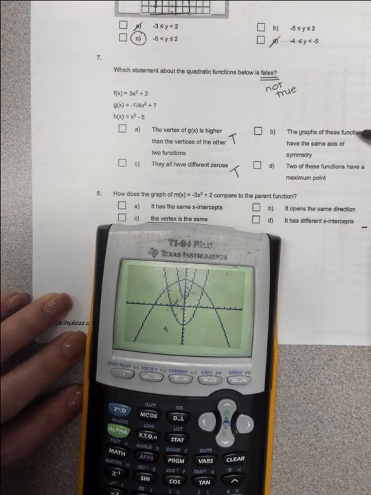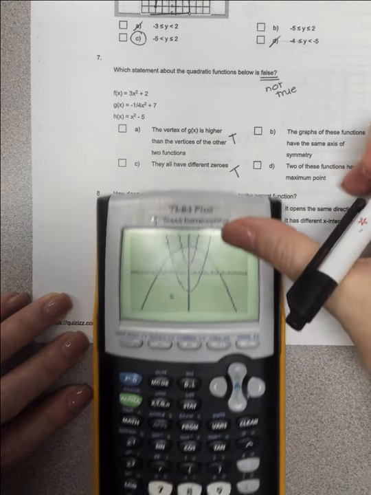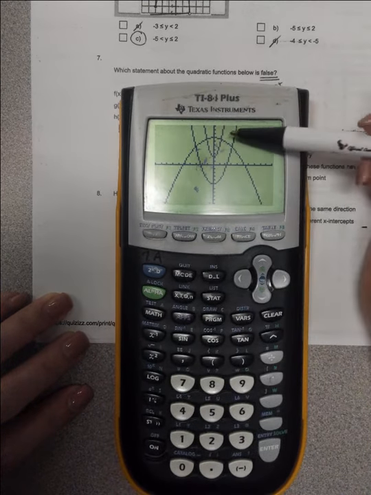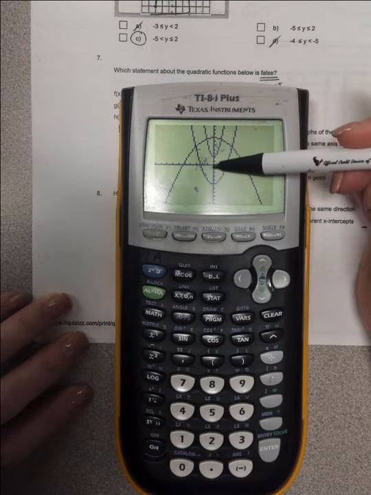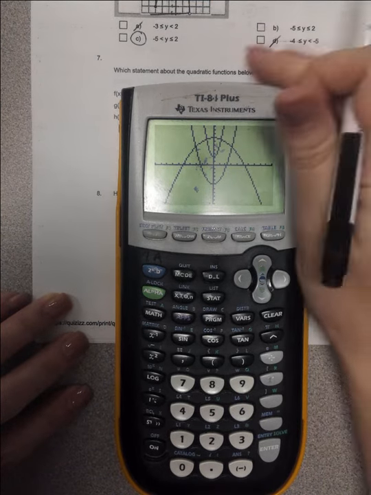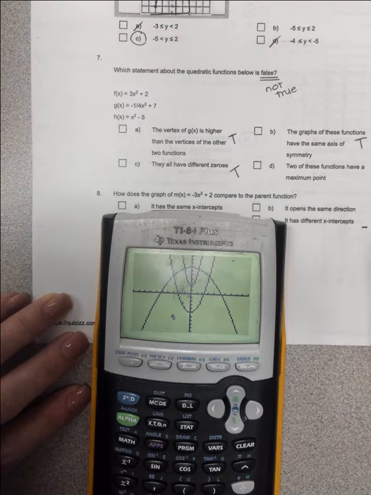The graphs of these functions have the same axis of symmetry. So the line that cuts it in half, this line would cut this one in half, this line would cut this one in half, and it cuts all three of them in half. So they all have the same axis of symmetry.